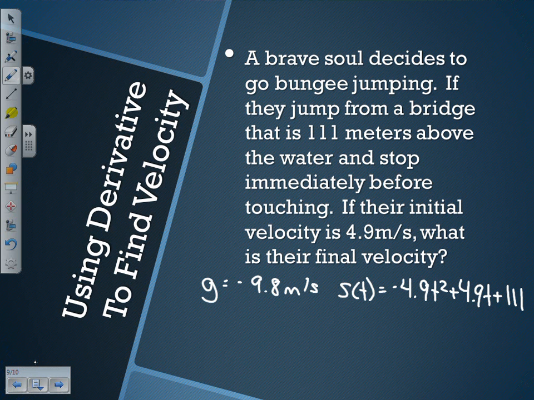All right, so to find velocity, what do I need to do with the position function? How do I change it to velocity? Take the derivative. So we're going to find s prime of t, which is v of t. The derivative of the position is the velocity.